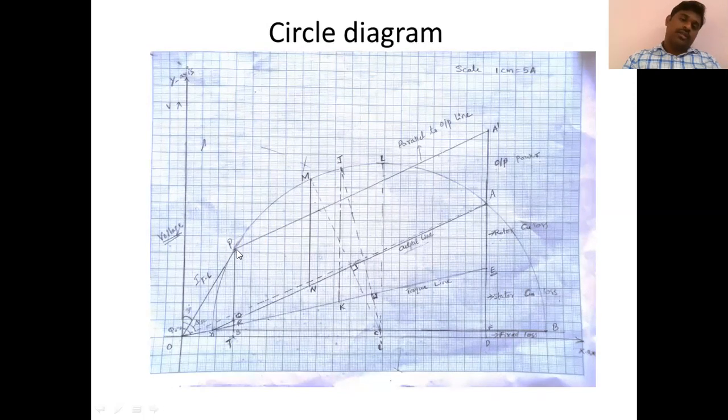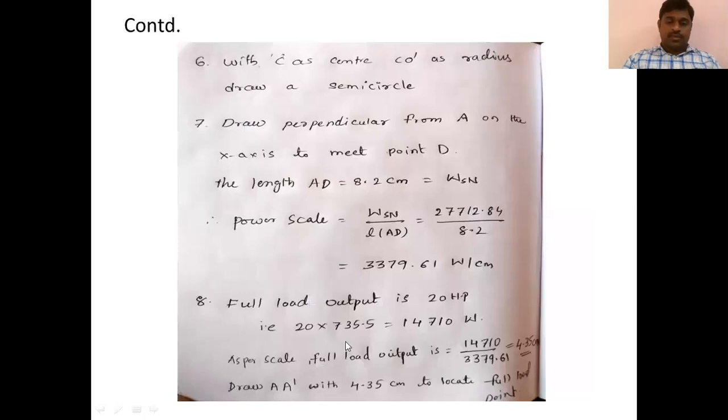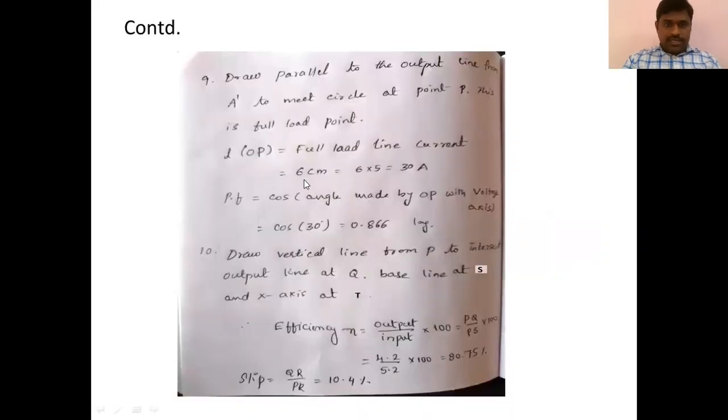So now you have to draw a tangent to the circle. That distance OP will give you the full load current. So using the scale, if you measure, it will be 6 centimeters. So 6 into 5, 30 amperes. So your full load current is 30 amperes.